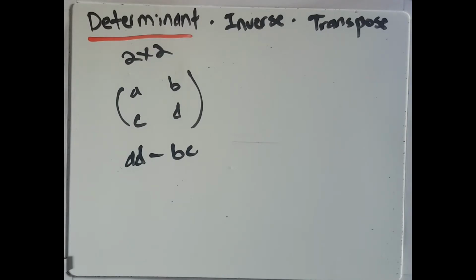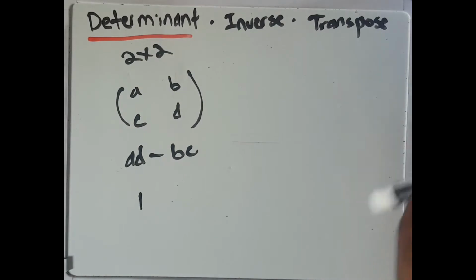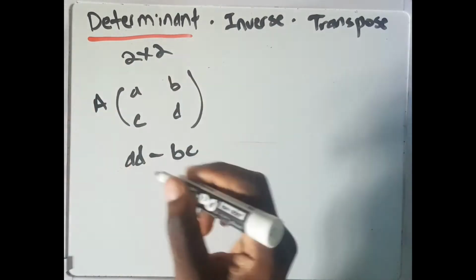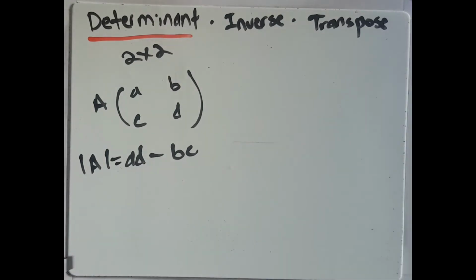And a determinant is denoted by this. So if my matrix was A, then the determinant of the matrix would be denoted by A, written like this. So that is my determinant. And that's it for determinant. Simple, right? So let's put some numbers in.